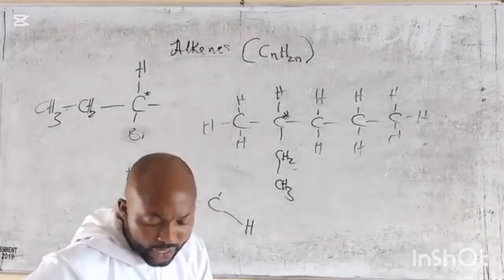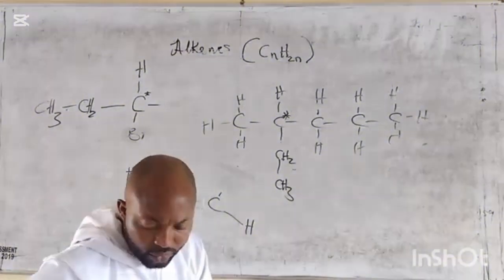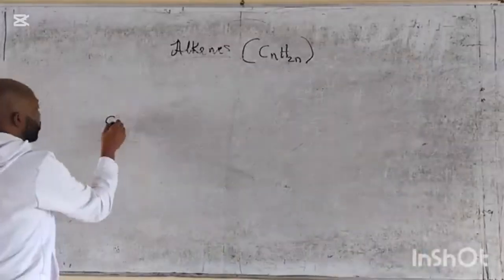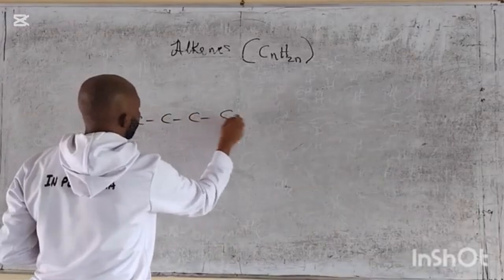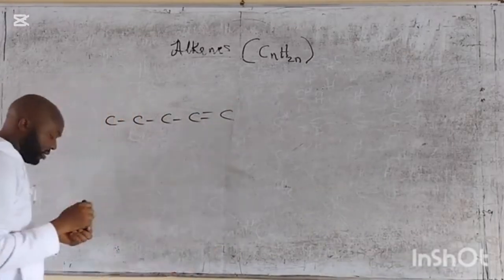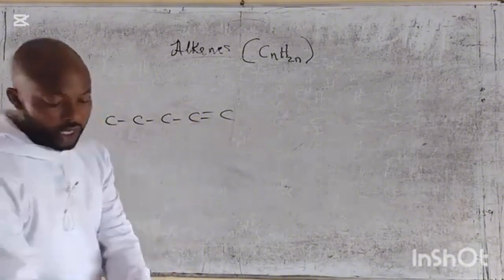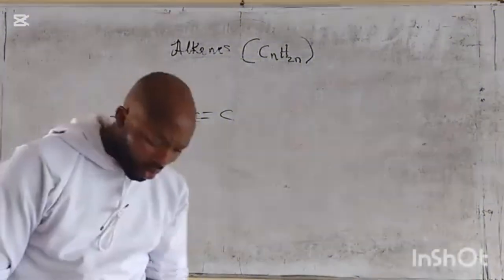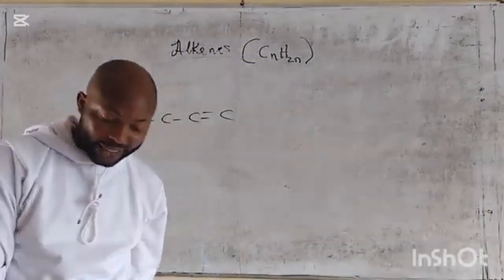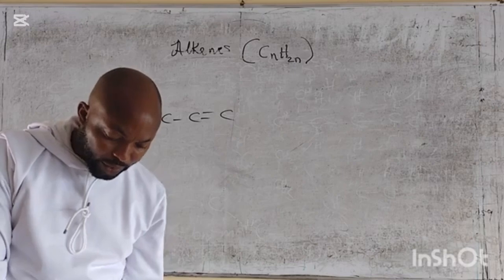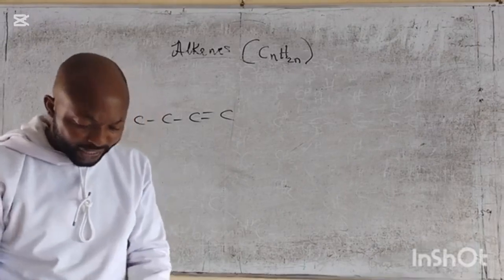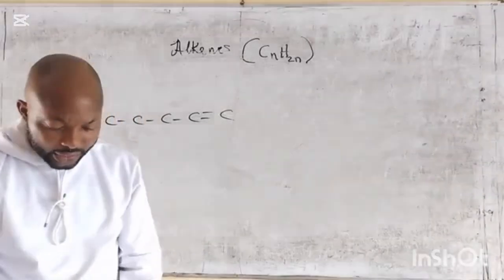Example, let's take a particular example here. 1, 2, 3, 4, 5. This is pentene. Okay, let's see more. Since all the five carbon atoms form a continuous chain, its parent name is pentene. Let's take another one.